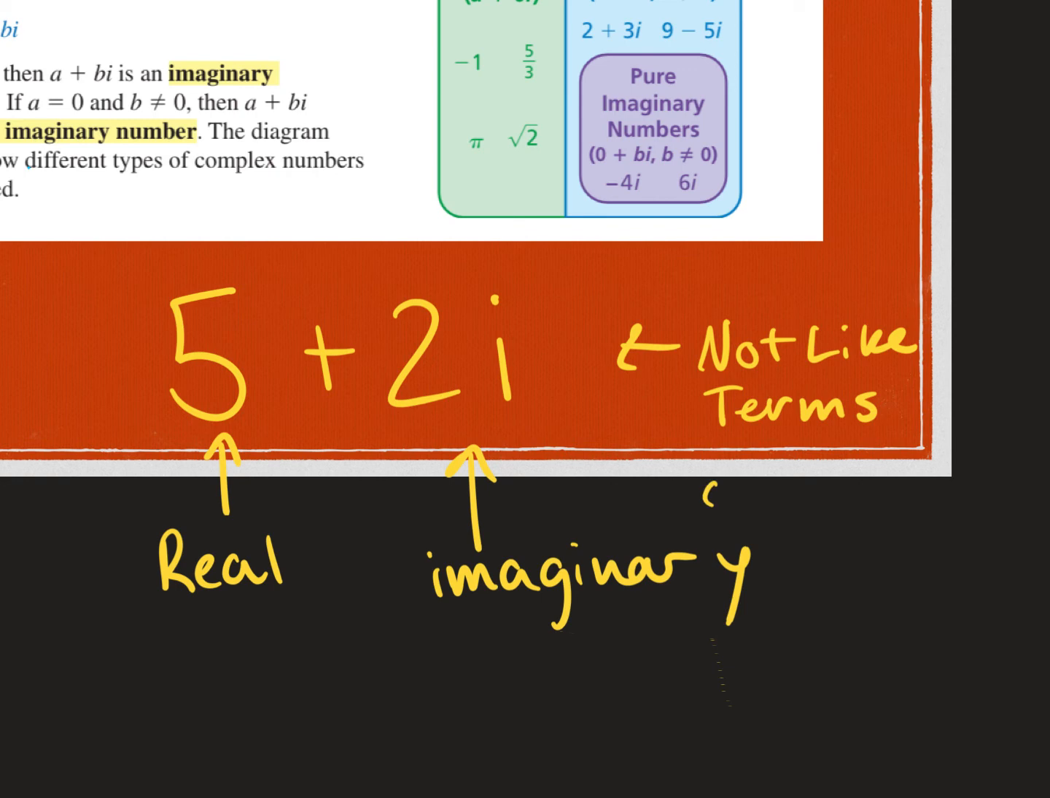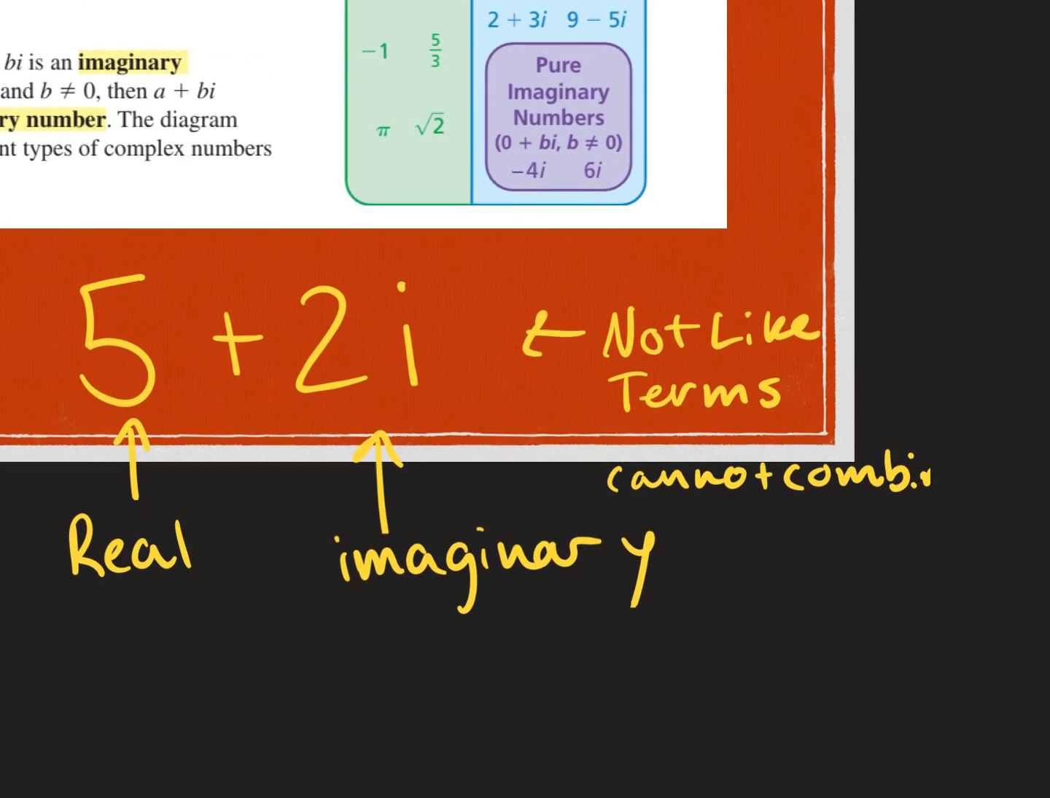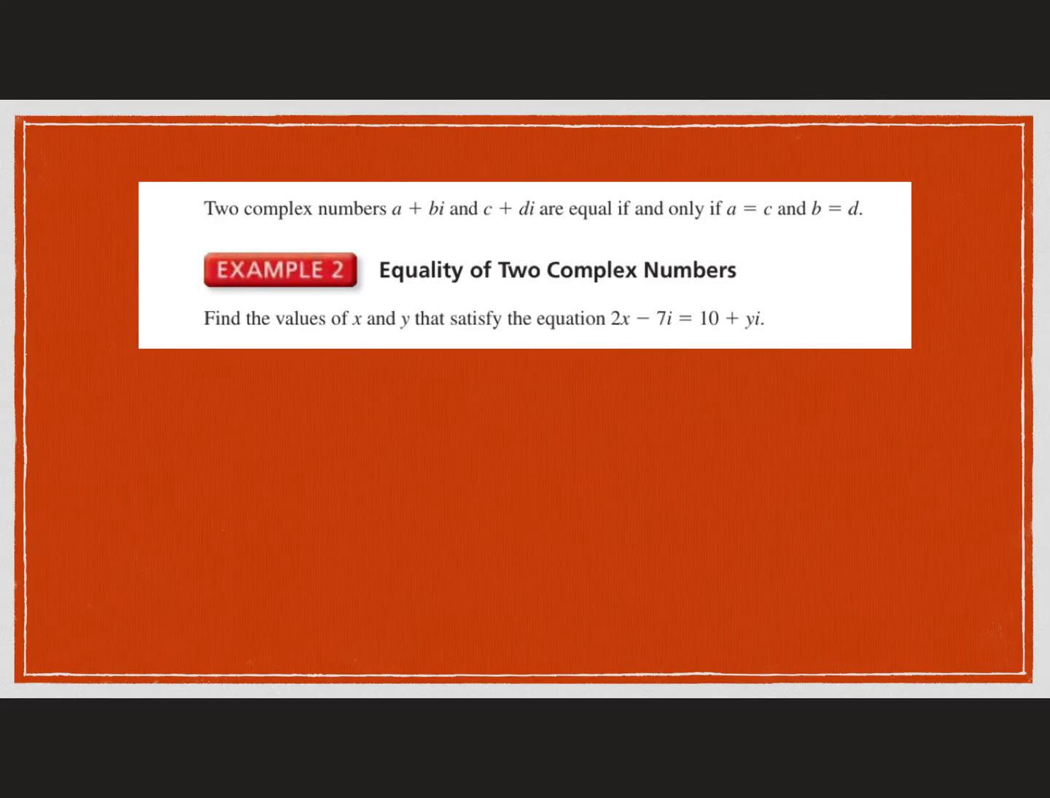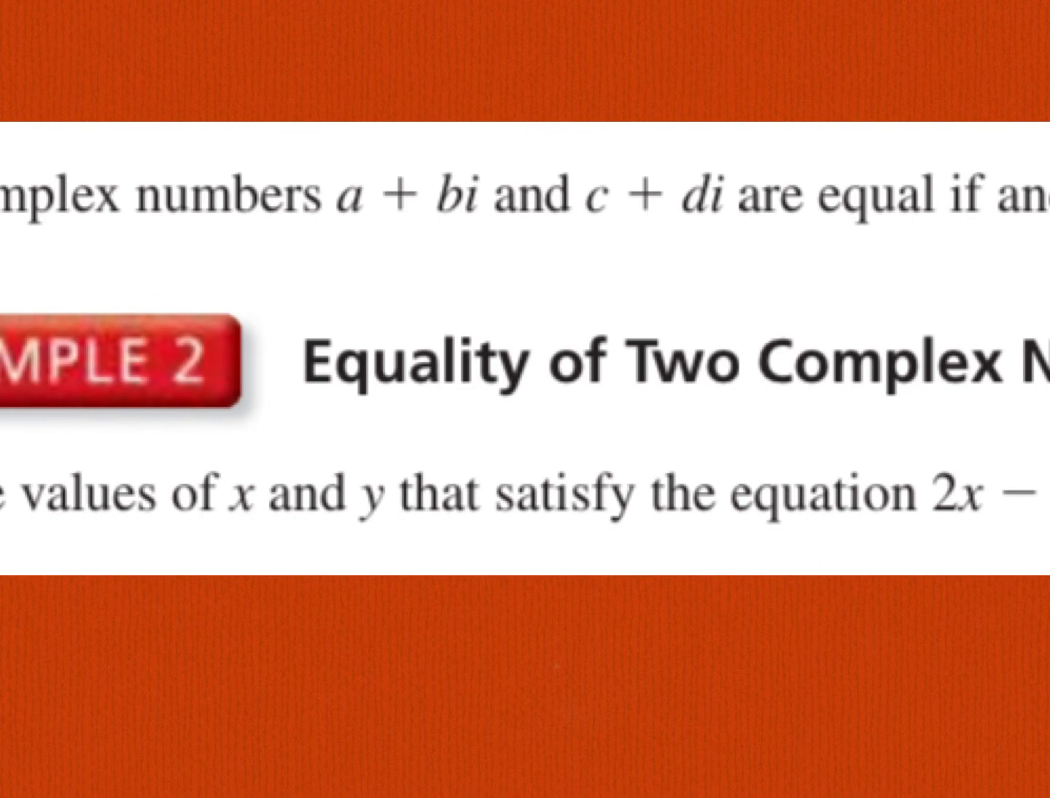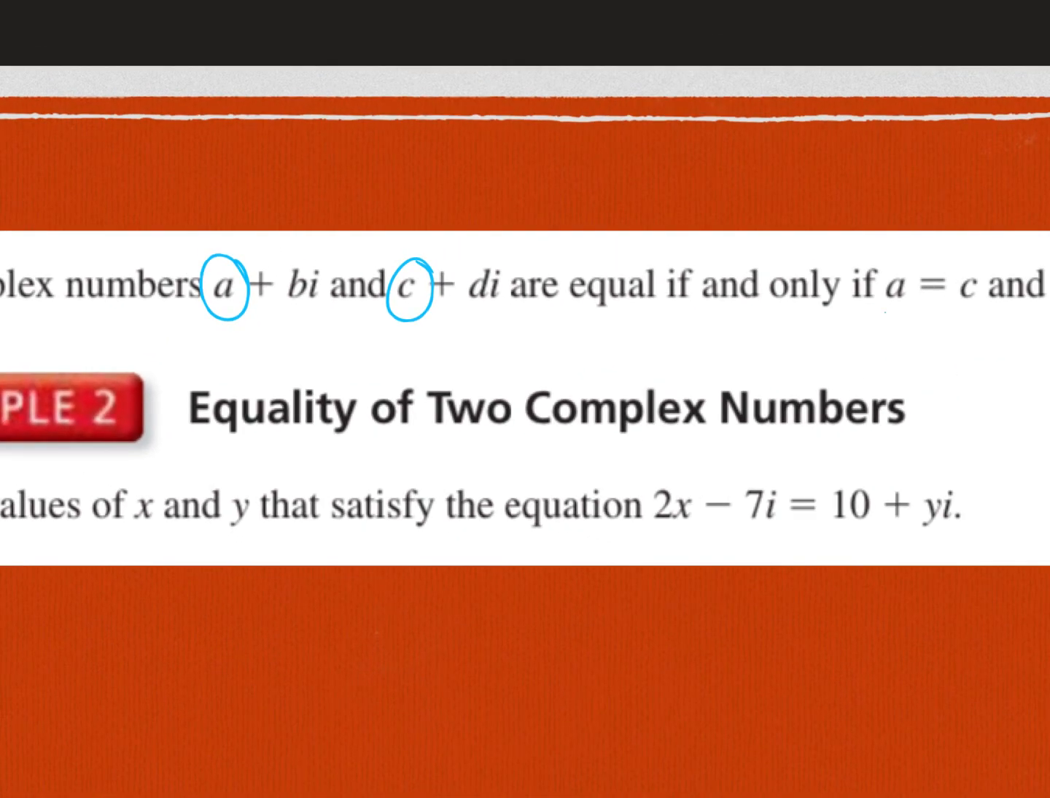These are not like terms, we cannot combine. All right, so next we have the equality of two complex numbers. If I had a complex number equal to another complex number, then I know that the real parts are going to be equal to each other. So this says A and C are equal. And then the imaginary parts, the parts with the i's, are going to be equal to each other.